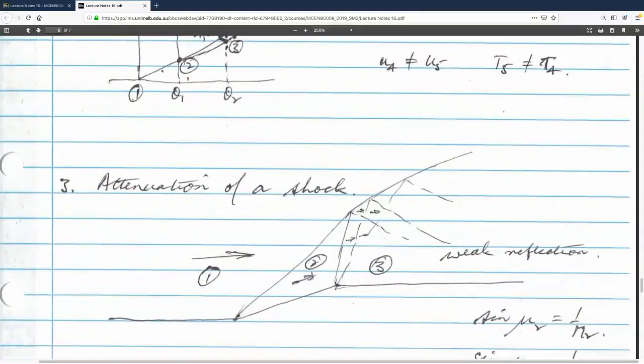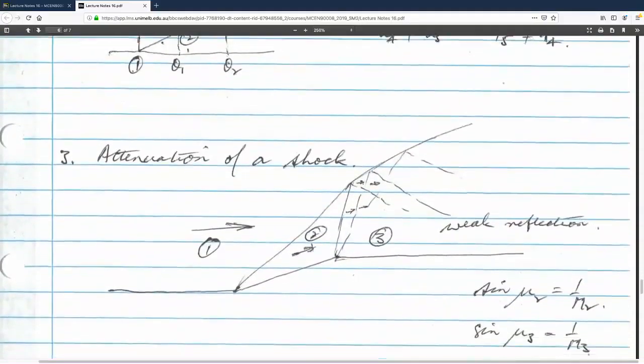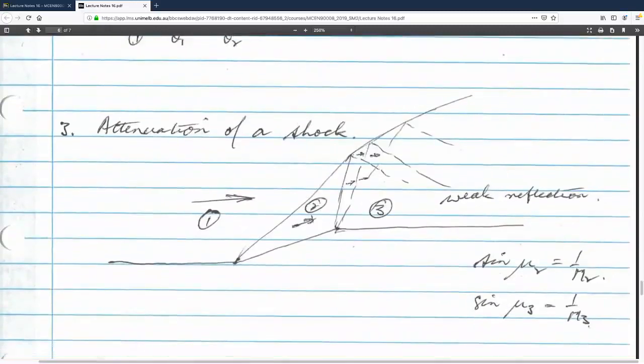All right. Now, how do you get supersonic flow? What is the attenuation of a shock?